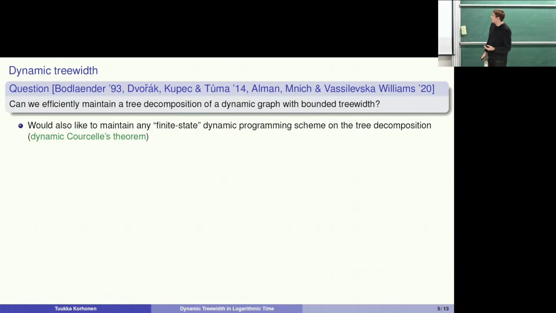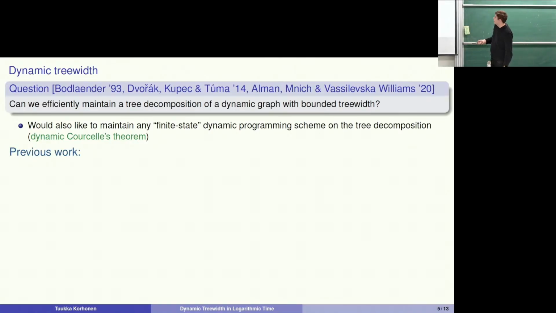dynamic setting. So we have to do dynamic programming, and the main example of this is the question of dynamic Courcelle's theorem: if we have a dynamic graph that is promised to be of bounded treewidth, can we maintain some MSO definable property of the graph quickly?